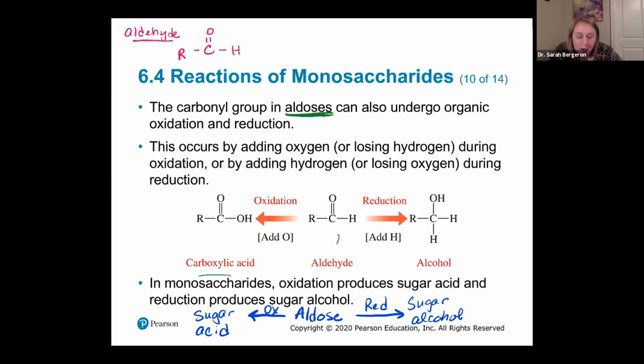Okay. So these functional groups exist in sugars, in monosaccharides. And so you have to kind of think about them in terms of monosaccharides and not just functional groups. So instead of it being an aldehyde, if it's with a sugar, it's an aldose. If the aldose undergoes oxidation, it's going to produce, instead of a carboxylic acid, we're going to say it's a sugar acid. If that aldose undergoes a redox reaction or a reduction, you're going to turn into a sugar alcohol. Okay, so just put the sugar in there.